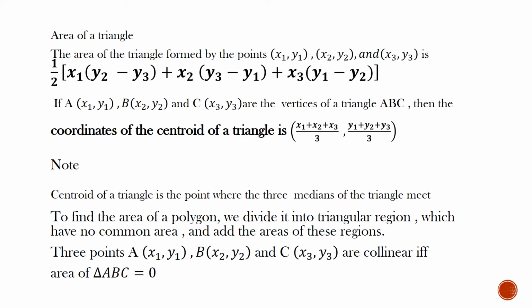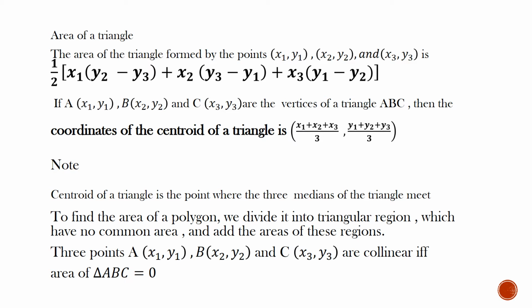The area of the triangle formed by the points (x1, y1), (x2, y2) and (x3, y3) is given by half into x1 into (y2 minus y3) plus x2 into (y3 minus y1) plus x3 into (y1 minus y2).